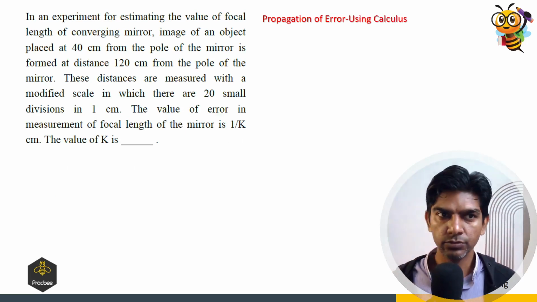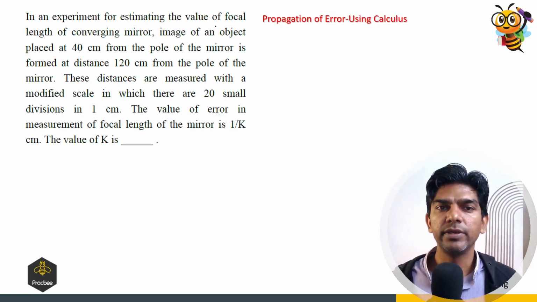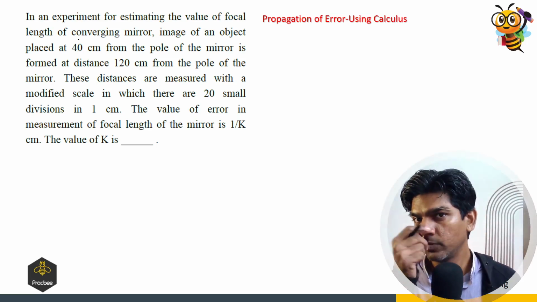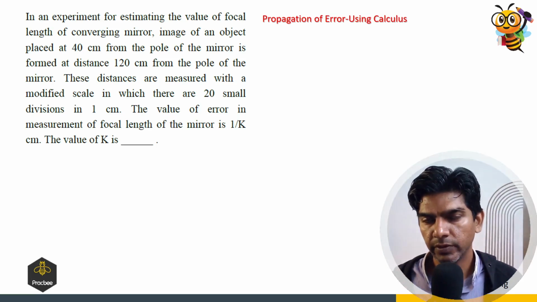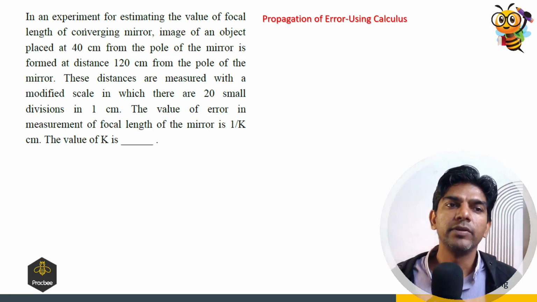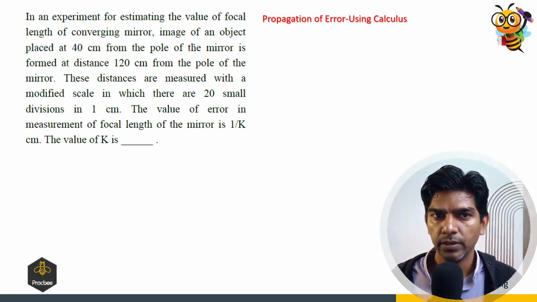Now let's see this question. In an experiment for estimating the value of focal length, now this is another problem type where I'm going to use differentiation to find the relative error or the percentage error. In an experiment for estimating the value of focal length of a converging mirror, image of an object is placed at a distance of 40 centimeter from the pole.